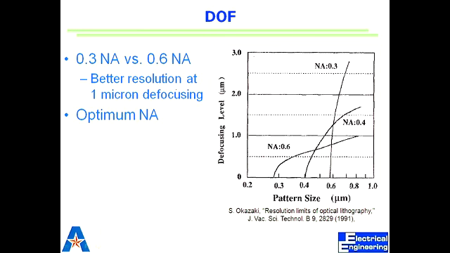How does numerical aperture affect our defocusing level, depth of focus? So it's in microns. If I'm going with numerical aperture from 0.3 to 0.4 to 0.6, what's happening to my depth of focus? It's decreasing, right? Which means now I don't have too much room, right? Make sense? So we have to find the optimum numerical aperture.